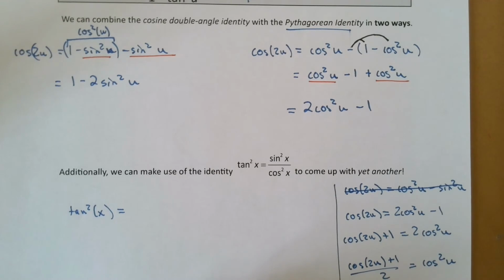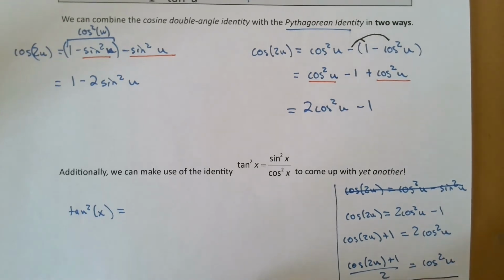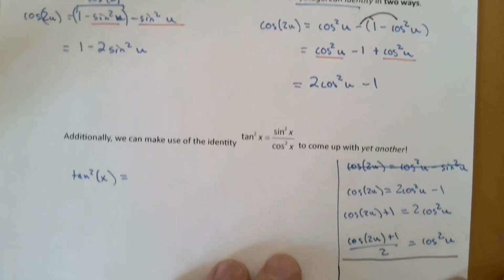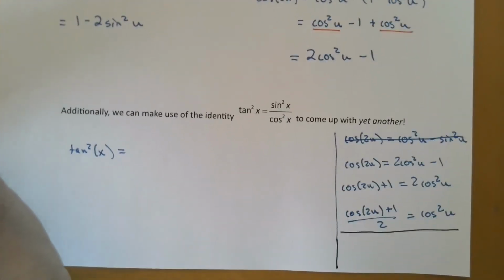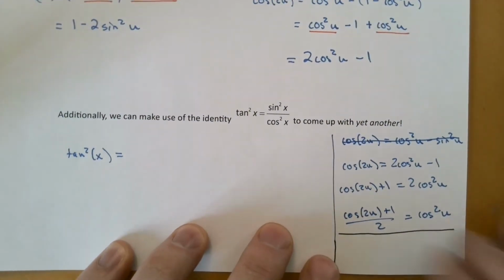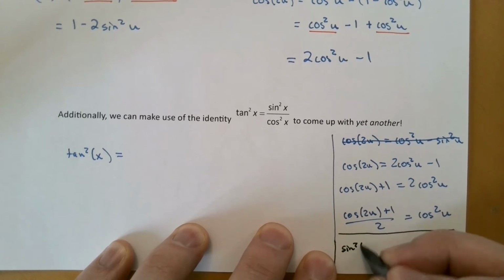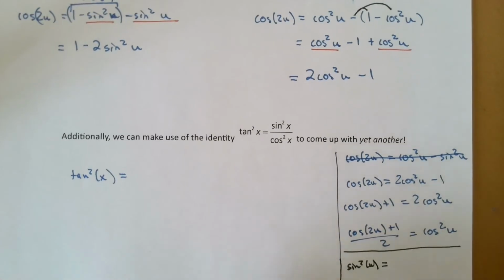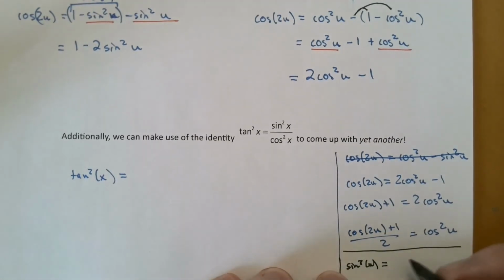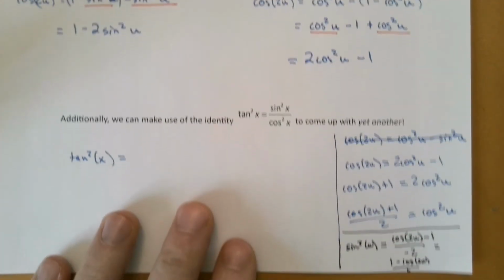So I'm not going to show the solving of that. I'll leave that as an exercise for the student, if you so desire. We're going to get sine squared u is equal to, let's see, cosine of 2u minus 1 divided by negative 2, which I think we prefer to write as 1 minus cosine of 2u all over 2, either way.